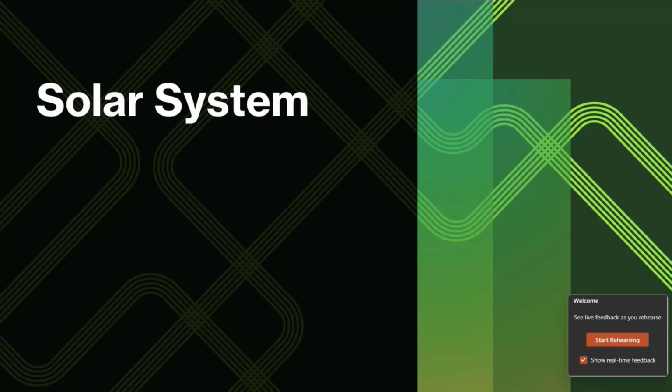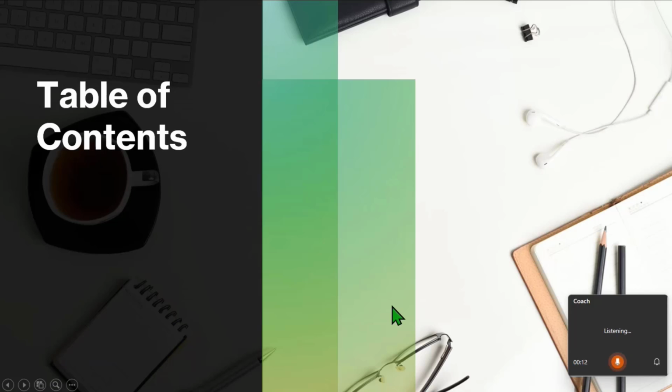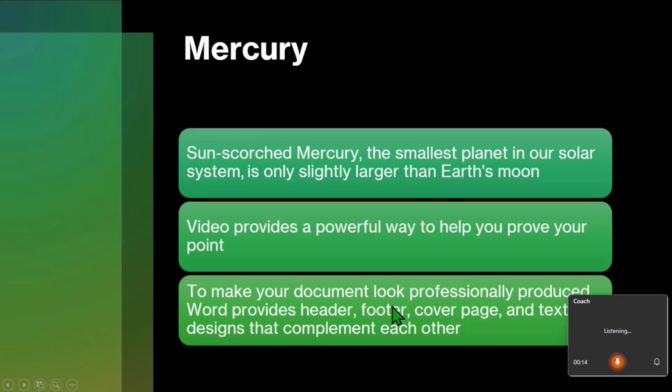So there you go, it will start your presentation. And what I can do now is to just start rehearsing. So click po natin yan, and then I'll try to speak. Hi, good day. Today I'll be discussing about the solar system. This is the table of contents. And let me now discuss about Mercury. Mercury is a sun-scorched planet. It's the smallest planet in our solar system. It is only slightly larger than Earth's moon.